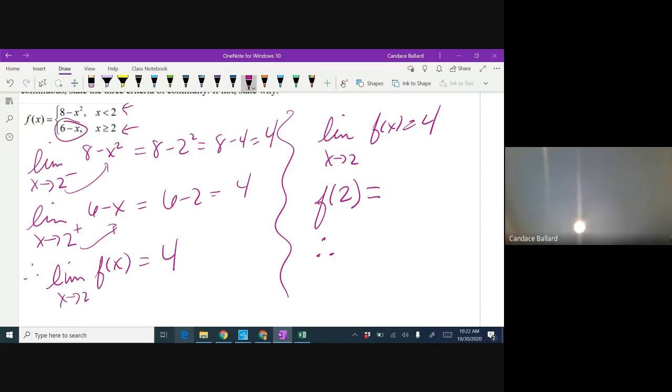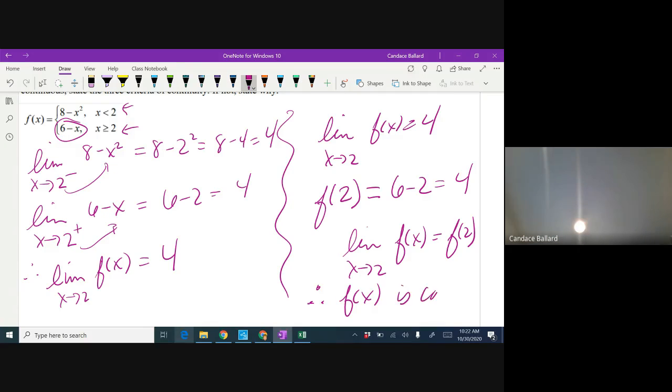Okay, let's go ahead. We're plugging into here, and yes, you've shown it to me already that it's 4. And then you're going to write the statement, the limit as x approaches 2 of f of x equals f of 2. And then I didn't need the therefore yet, right? And then you're going to tell me, therefore, f of x is continuous. Okay? Good?